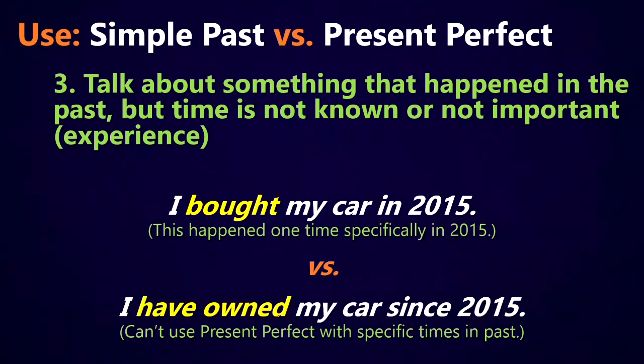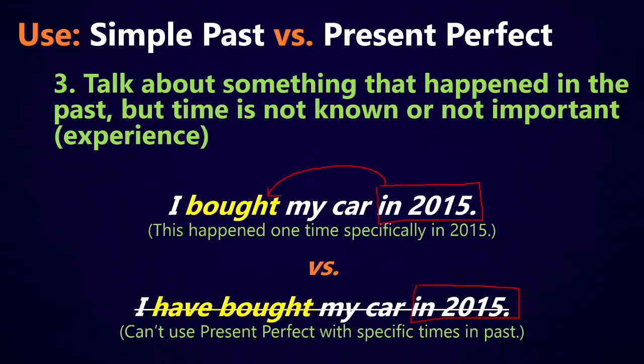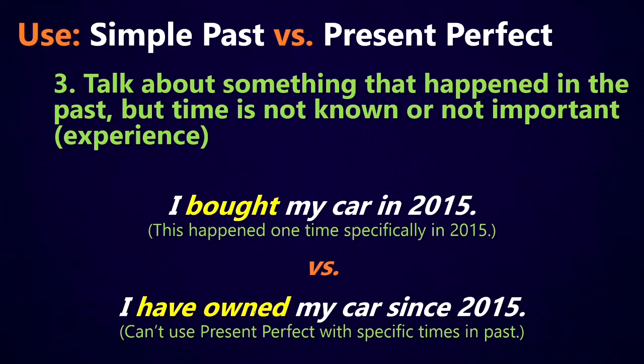We can, however, use it to show that the action has been continuing. So when you buy something, it happens one time. But to own something, for example, this is an extended period of time. So I can say I bought my car in 2015, or I can say I have owned my car since 2015. So the meaning of these sentences is basically the same, but what I'm doing is I'm changing the verb that I'm using to show different information.